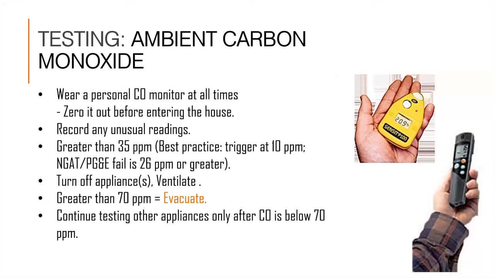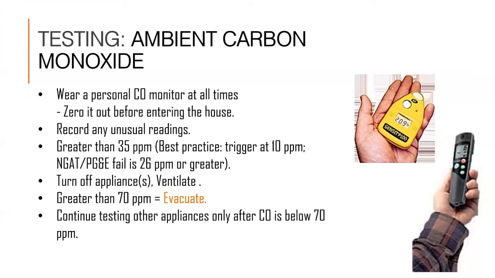Taking a look at the specific ways we approach each of these diagnostic tests, when it comes to testing ambient carbon monoxide, we use personal CO meters. There are two common types shown here, but we wear them at all times. Got to make sure it's zeroed out before entering the house. We're purposely looking at it regularly and recording unusual readings, understanding that any time it is greater than 35 parts per million, it's worthy of making a note, and even best practice is to notice why it should even be above 10 parts per million ambient carbon monoxide.